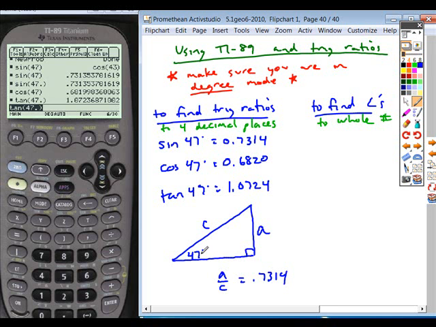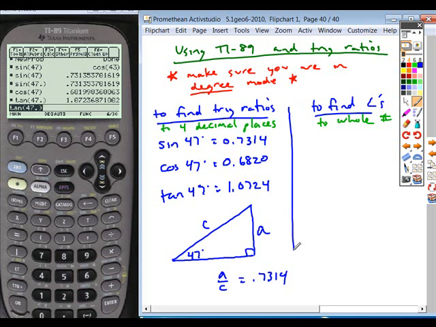Again, back when I was in school, these were one of those things that you just had a table in the back of the book that had all of them listed. So the fact that the calculators can give you these is a huge time saver.